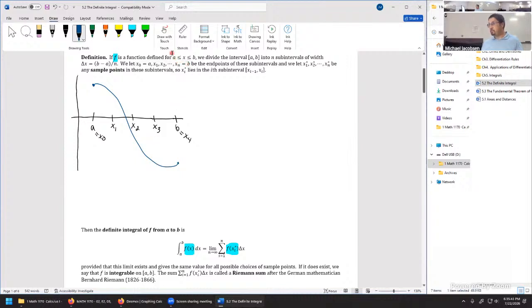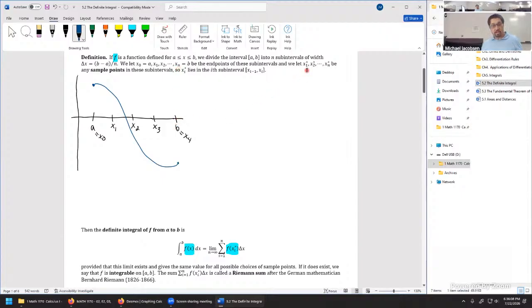So we have a function going from A to B defined on the closed interval from A to B. It's divided into n subintervals of width Delta x, which is b minus a divided by n. So that's the width going from A to x1, x1 to x2, and so on. All these have the same exact widths. X naught through xn are going to be the endpoints of the subintervals as we have drawn down below.